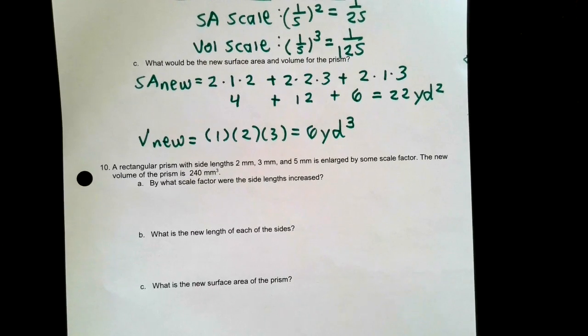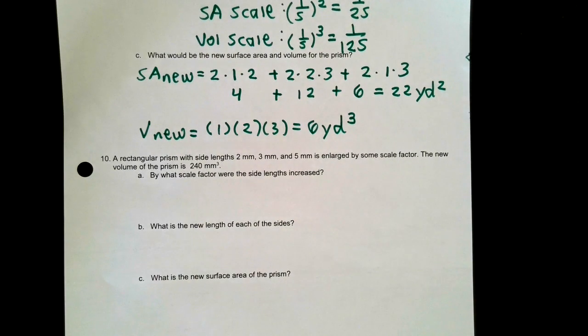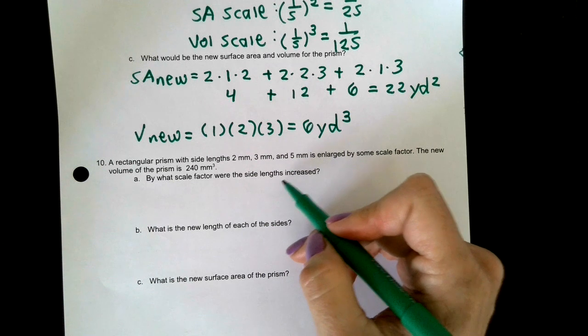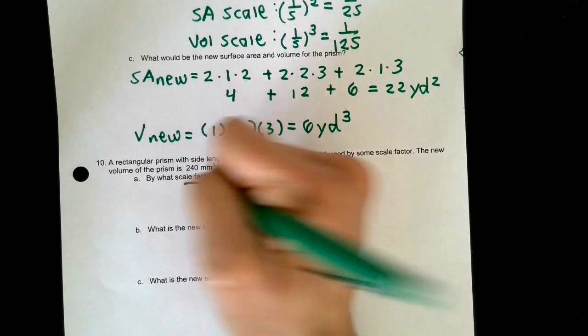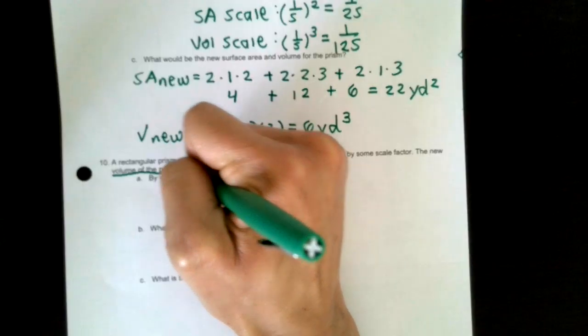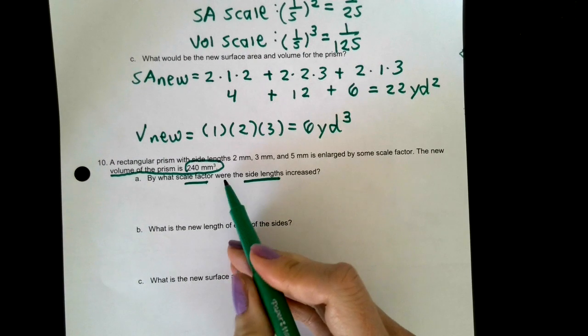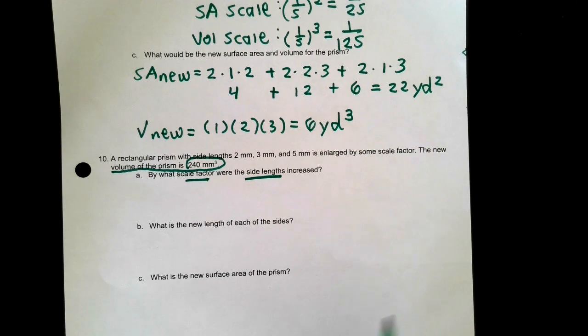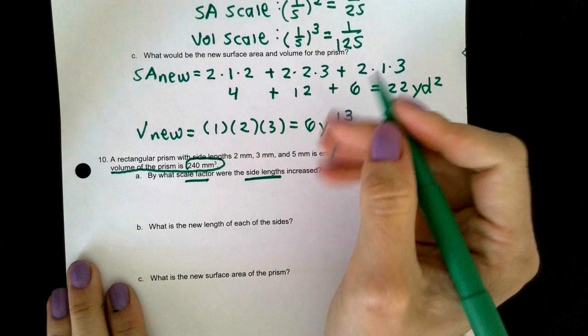All right, last one is problem number 10. It says a rectangular prism with side lengths 2, 3, and 5 millimeters is enlarged by some scale factor. The new volume of the prism is 240 millimeters to the third power. By what scale factor would the side lengths increase? Okay, so we are looking for the scale factor of the side lengths, and notice that they give us the volume is 240. They don't give us the surface area. I don't think we need to find the surface area until part C, but for the scale factor of the side lengths, we need to figure out the volume of the new figure.